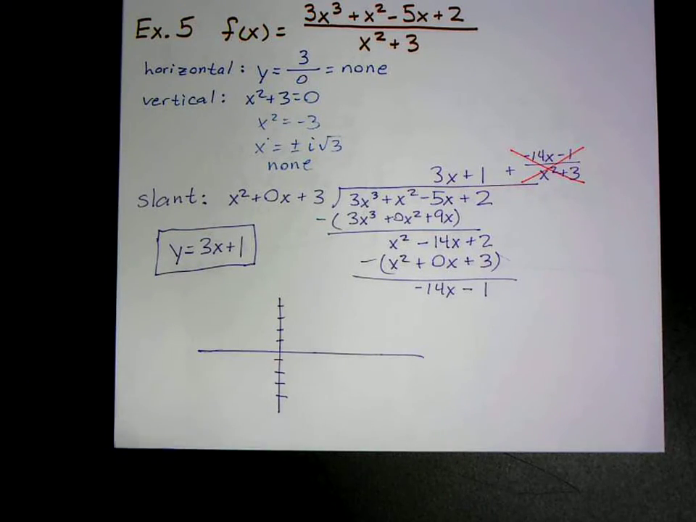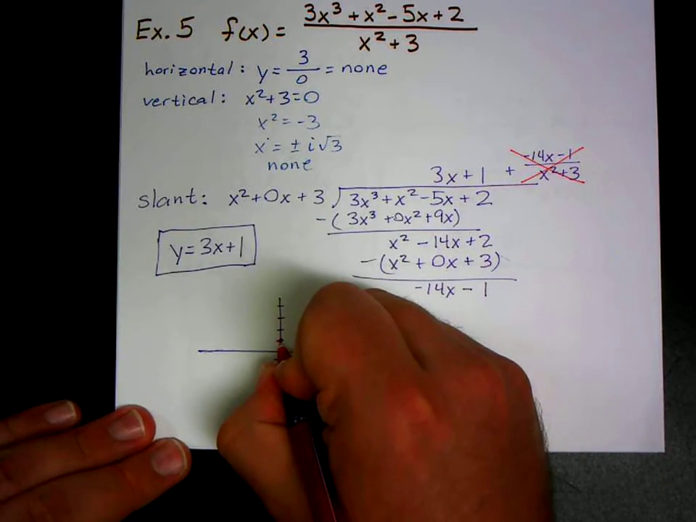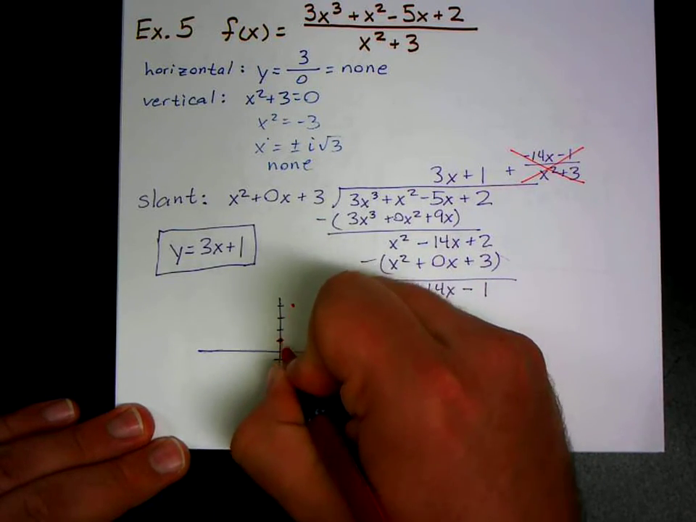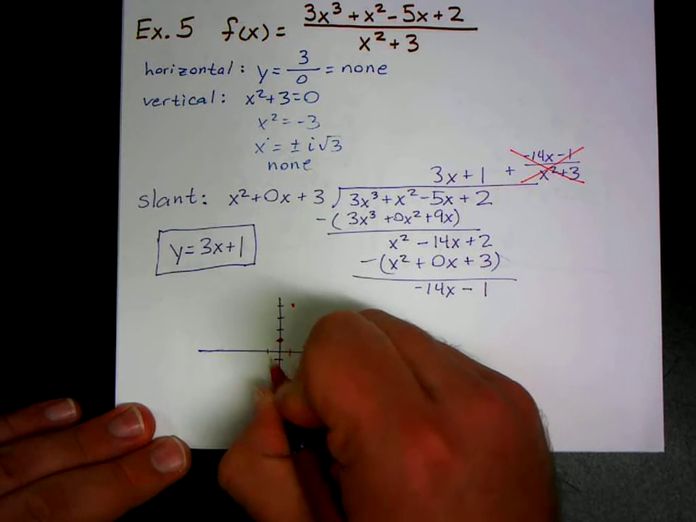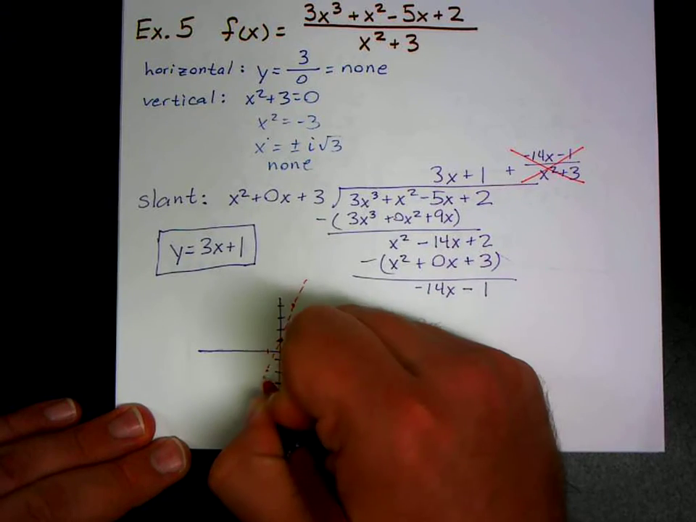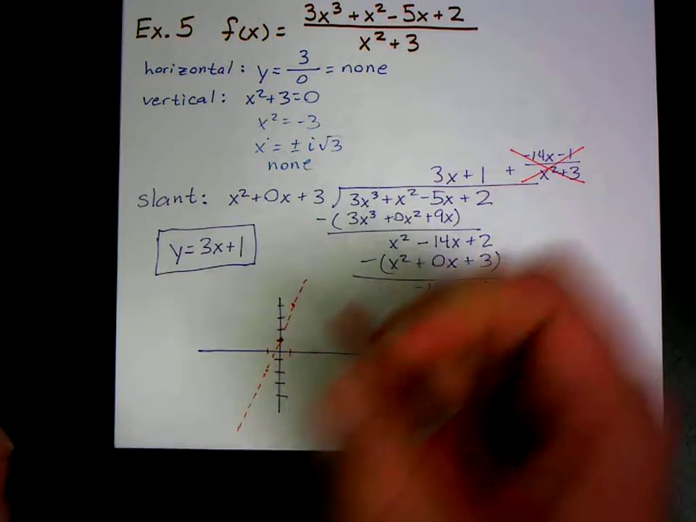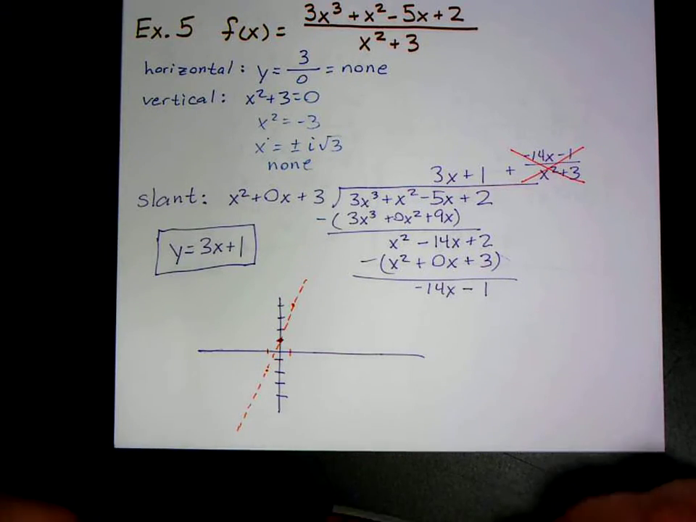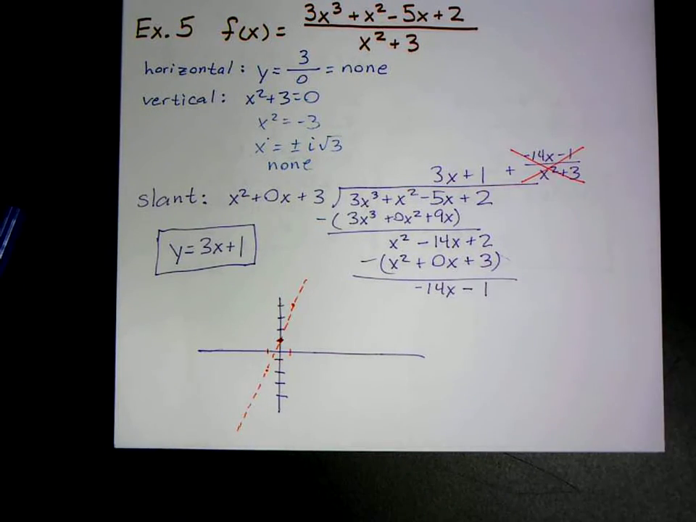Okay, so what I need to do is just graph that line. So y-intercept is 1, go up 3 over 1. And then I have no horizontal or vertical asymptote, so your guess is as good as mine what that one looks like. So go ahead and guess.